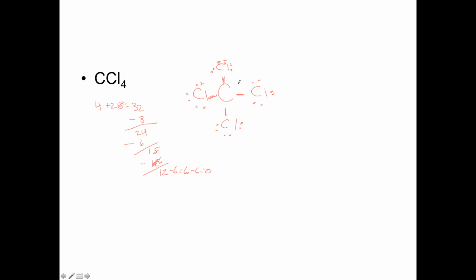The carbon, if I look at the carbon, I have 2, 4, 6, 8, because remember, they're sharing them. They're equally sharing them. That's already surrounded by 8. It does not need any extra dots, and that's good because I don't have any extra dots to give it.